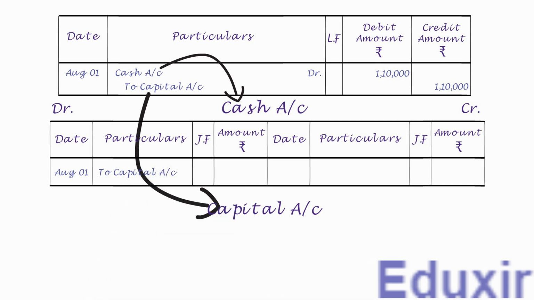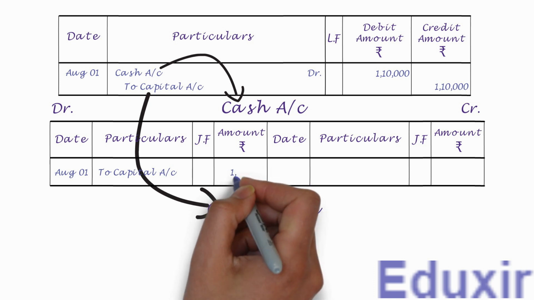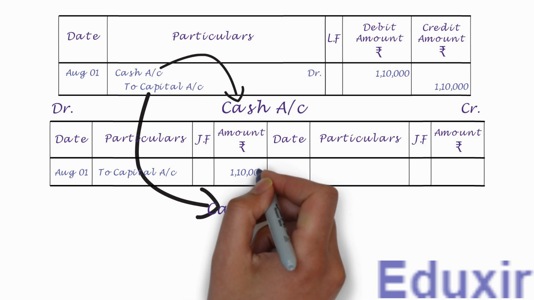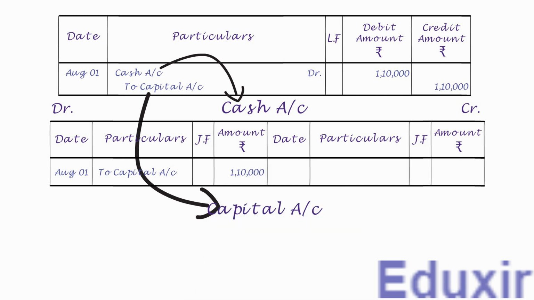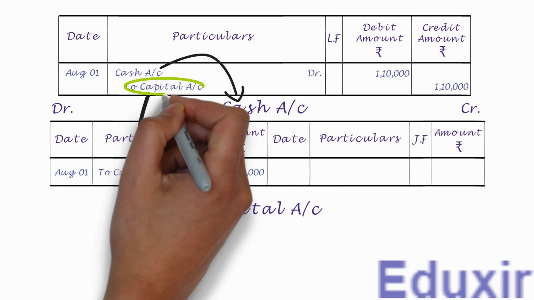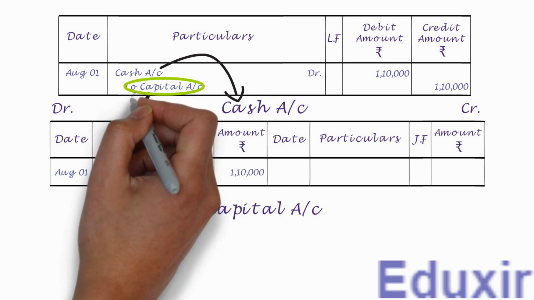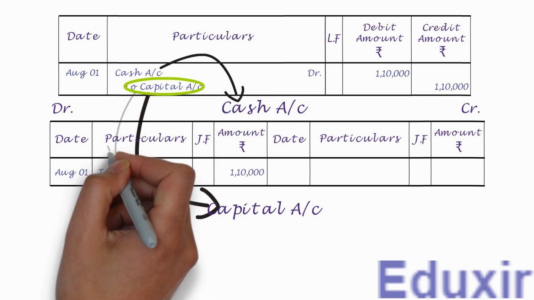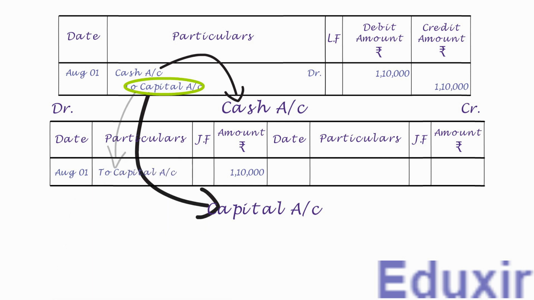Also, in the future, when this ledger account is referred by someone, they should get an idea why this cash account is debited. By seeing the particulars, they can understand that this cash is debited because of the capital brought into the business. Let us now write the debit amount of 1,10,000 rupees into the amount column. Note here that in the journal, the capital account is the credit entry, and that credit account name has to be entered into the particulars column of the cash account's debit side.